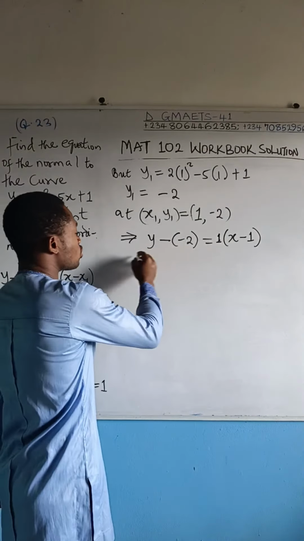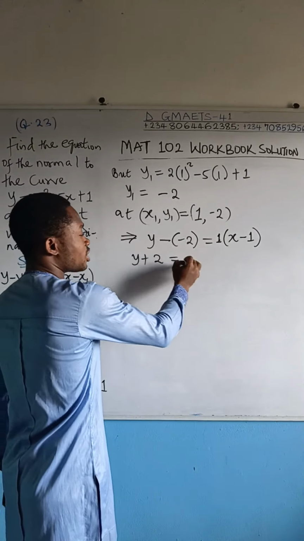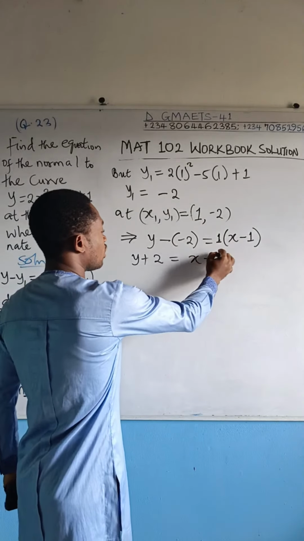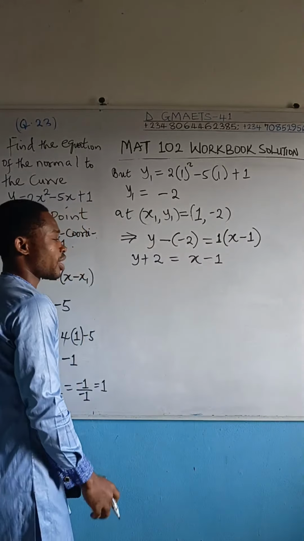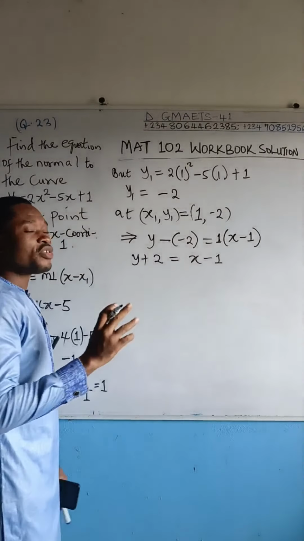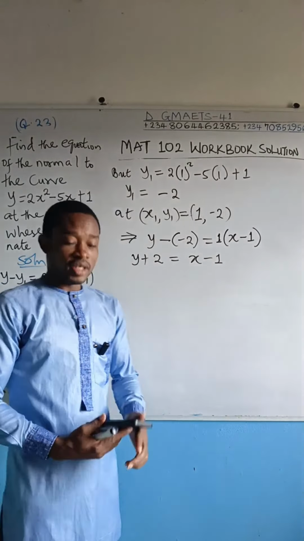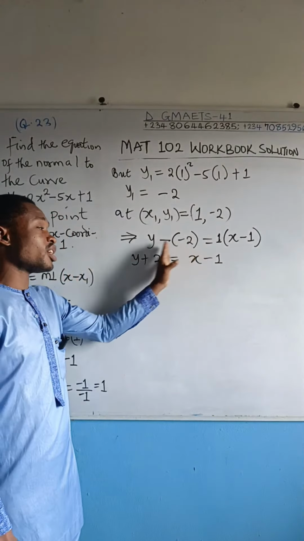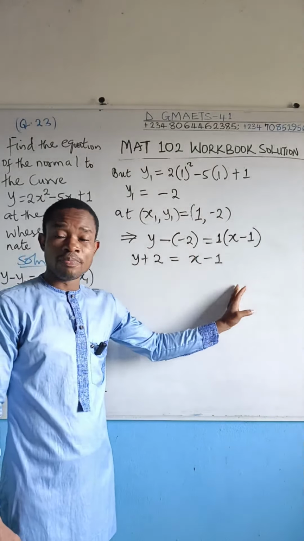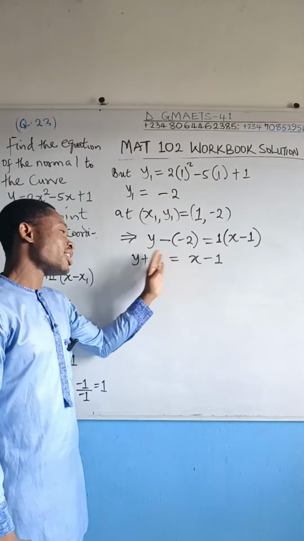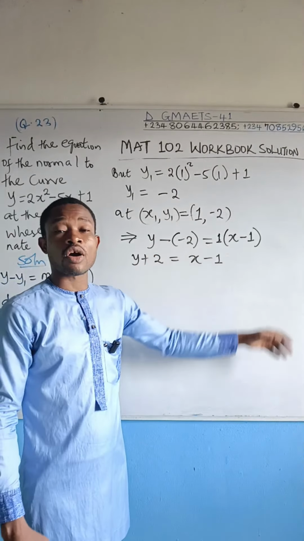y minus minus 2 will give us y plus 2, and that's equal to 1 times this bracket, to give us the terms in the bracket. Now, there are various ways the answer can be presented. It is either all the terms are collected to one side and made equal to 0, or the x and y terms are taken to one side and made equal to a constant.